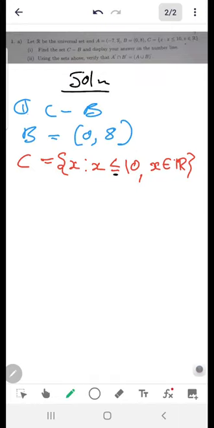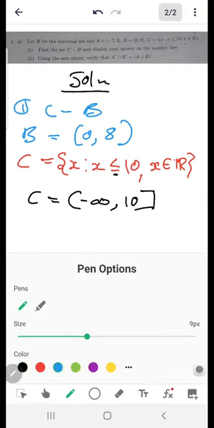Okay, 10 is part of the answer, and x is a member of all numbers that are less than what? 10. So C can be written as open negative infinity, 10 and the block. Just writing that, guys, you are done. Okay, because you have interpreted. So what are we now supposed to do?